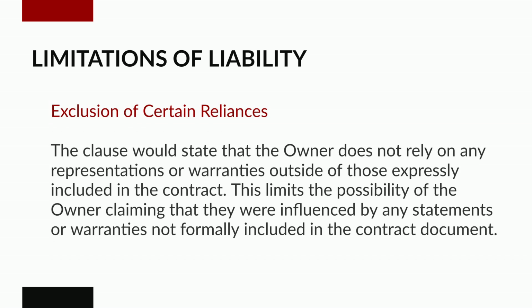Exclusion of certain reliances. The clause would state that the owner does not rely on any representations or warranties outside of those expressly included in the contract. This limits the possibility of the owner claiming that they were influenced by any statements or warranties not formally included in the contract document.